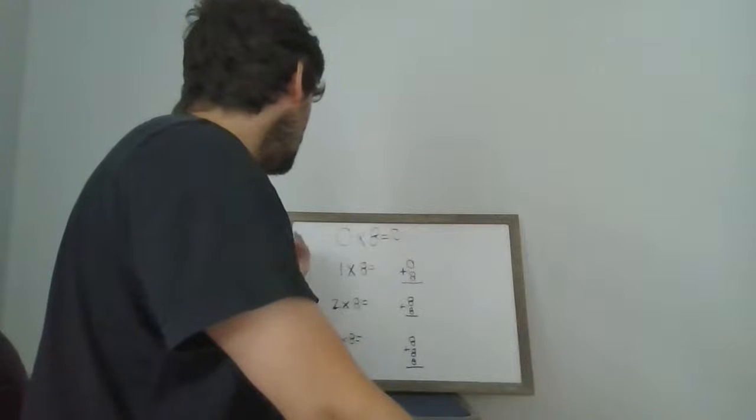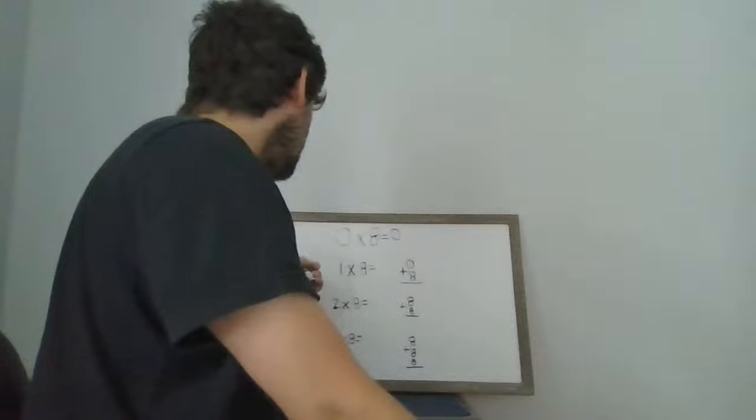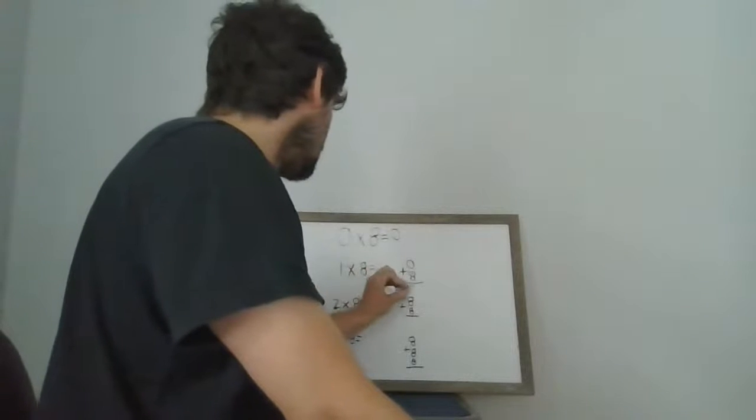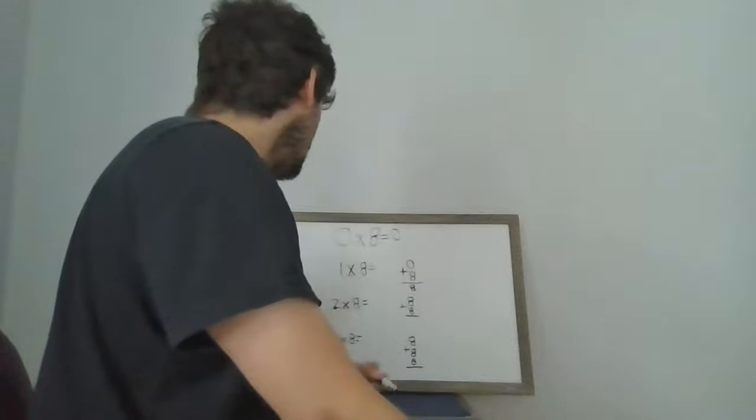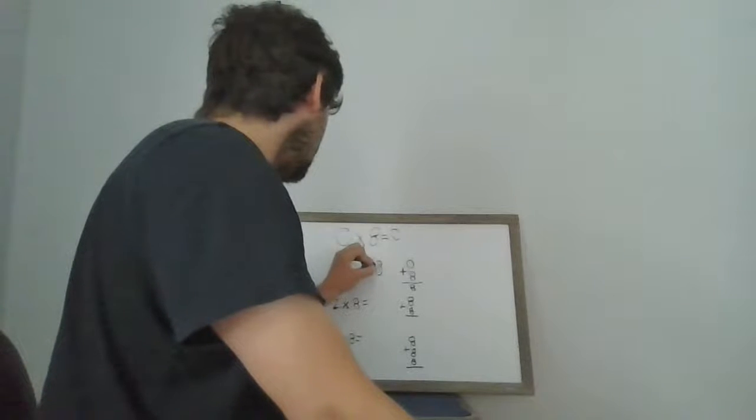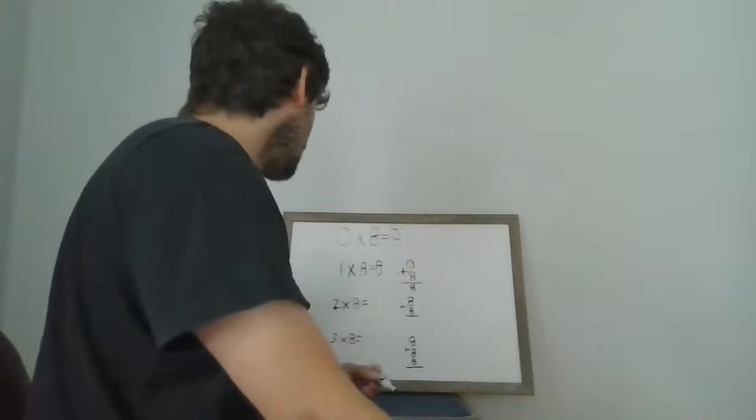So 0 times 8 is 0. 1 times 8 means you're starting at 0 and you're adding 8 to that. 0 plus 8 equals 8. 1 times 8 equals 8. Anything times 1 is always going to be the number itself.